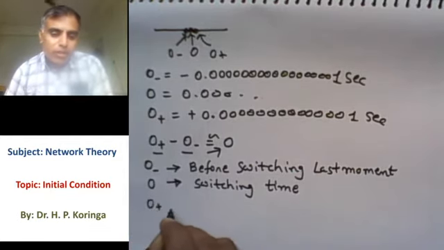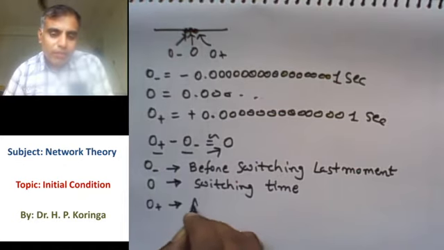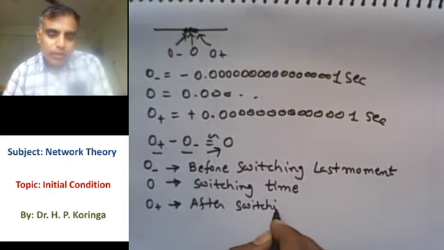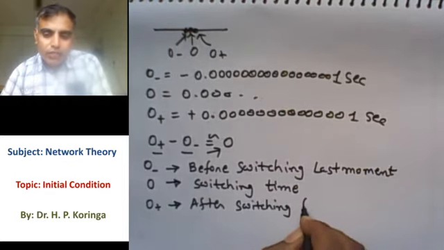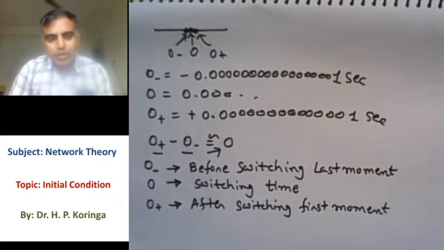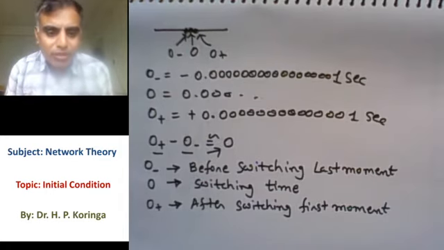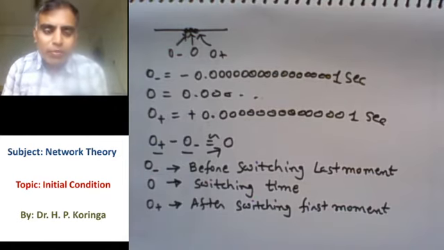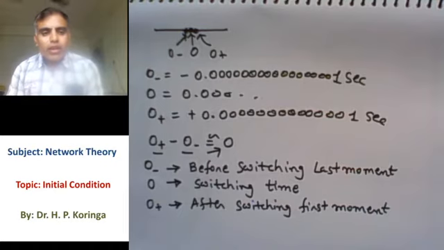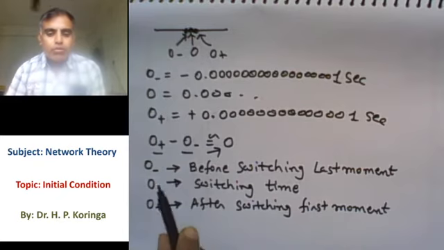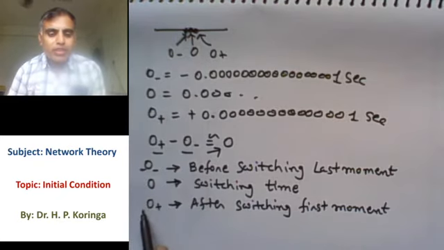And 0 plus is defined as the after switching first moment, the very first moment after the switch. So there is no physical time difference between 0 plus and 0 minus. Whatever the last moment before switching and whatever the first moment after switching, it is t0 plus, right? The physical time difference tends to 0.